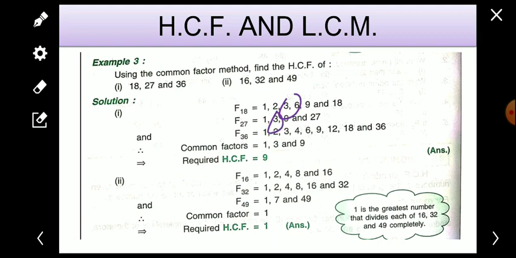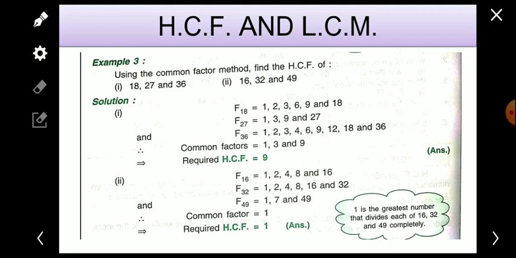So 3 is the common factor we have got, and after that 9 is the common factor, because you can see 9 is the factor of 18, 9 is the factor of 27 and 9 is the factor of 36. So these are the common factors, and among these 9 is the highest, so it will be the highest common factor. So like this we will find out the highest common factor. This method is the common factor method.